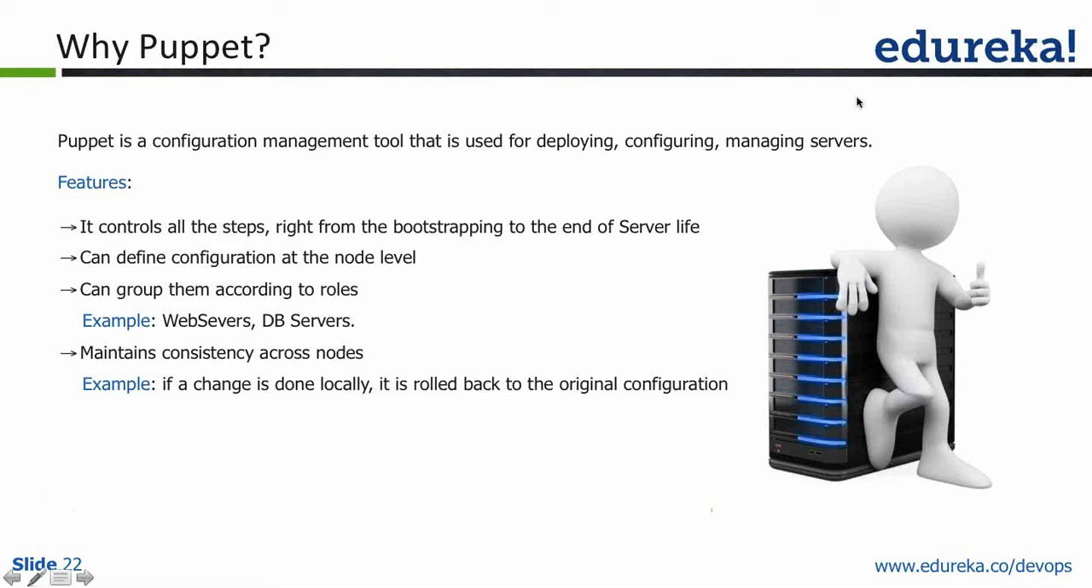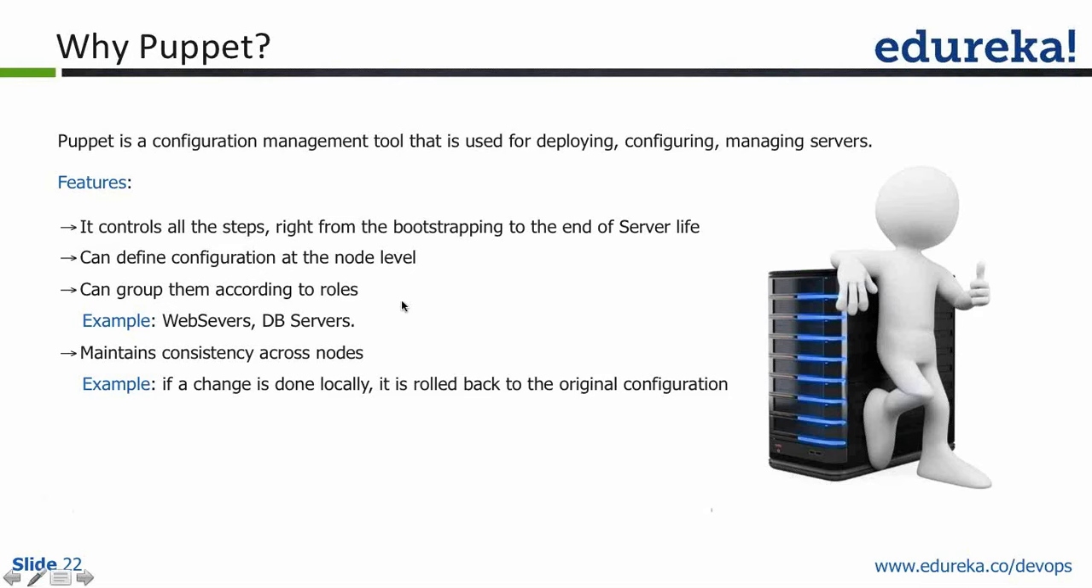It maintains consistency across nodes. Suppose you have hundreds of web servers. You definitely want to maintain consistency, so the configuration on all the servers should be exactly the same. Now, if you decide to make some change locally on the 99th server, the Puppet master will override that automatically, because Puppet ensures that you have a consistent configuration across the setup.